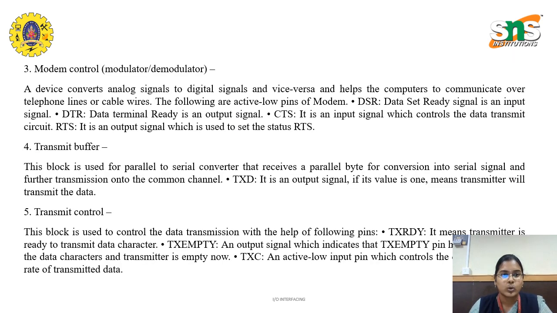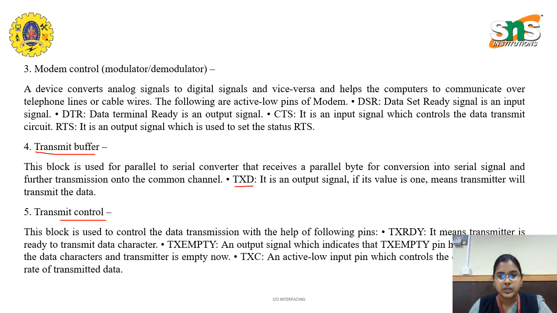Next we will discuss the transmit buffer and transmit control. This block is used as a parallel to serial converter that receives a parallel byte and converts it into a serial signal for further transmission onto the common channel. Where TXD is the output signal. If the value is 1, the transmitter will transmit the data.